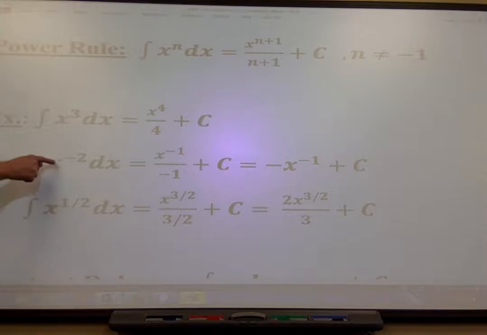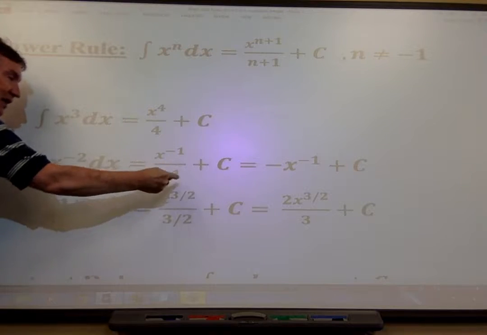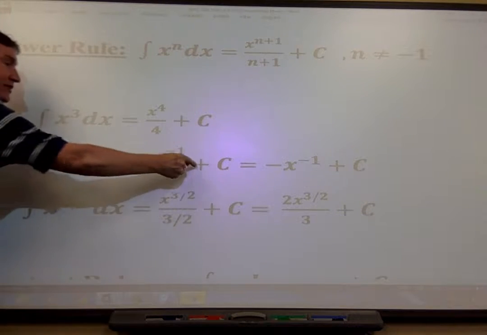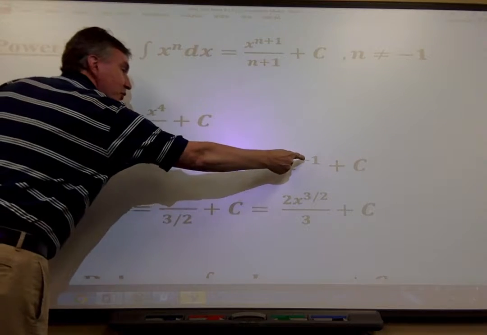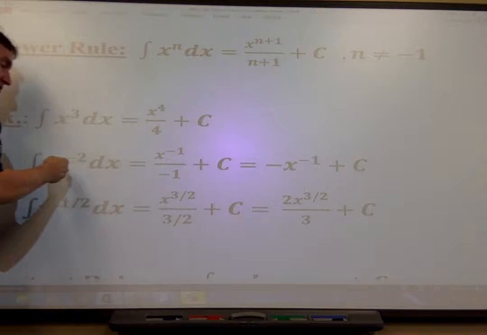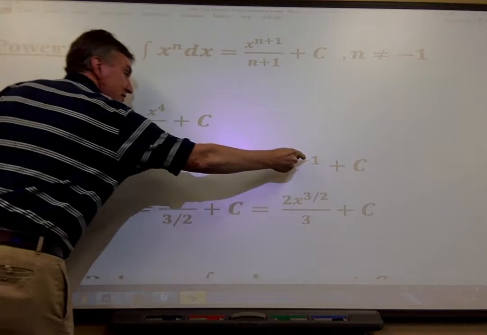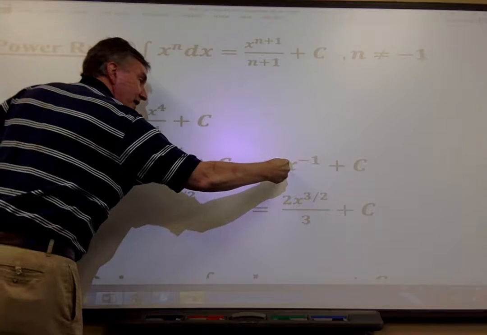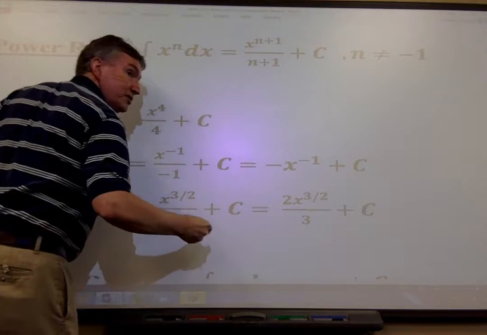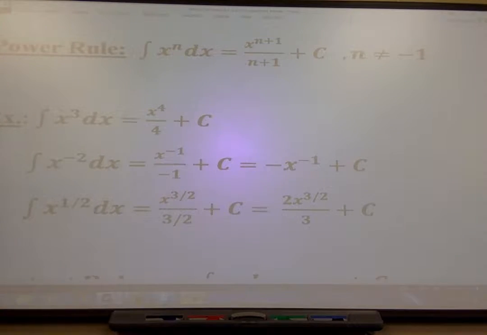Look at this one. X to the negative 2. Well, if I add 1 to that, what do I get? X to the negative 1 divided by negative 1 plus c. And I simplified that to this. What would I get if I took the derivative to check it? I better get this. Do I? Negative 1 in front would mean x to the negative 2, wouldn't it? If I took the derivative of that answer.